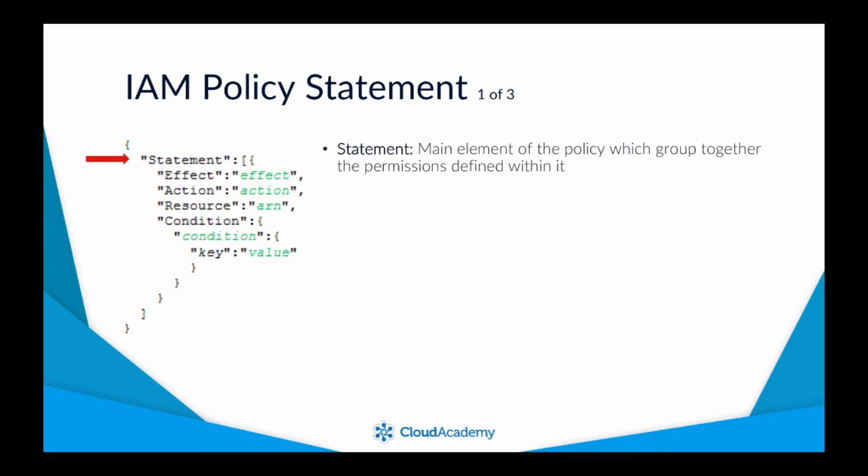Statement. This defines the main element of the policy and groups together the permissions defined within it via the following attributes. Effect. This will either be set to allow or deny. These are explicit. By default, access to your resources are denied, and so therefore if this is set to allow, it replaces the default deny. Similarly, if this was configured as deny, it would override any previous allow.